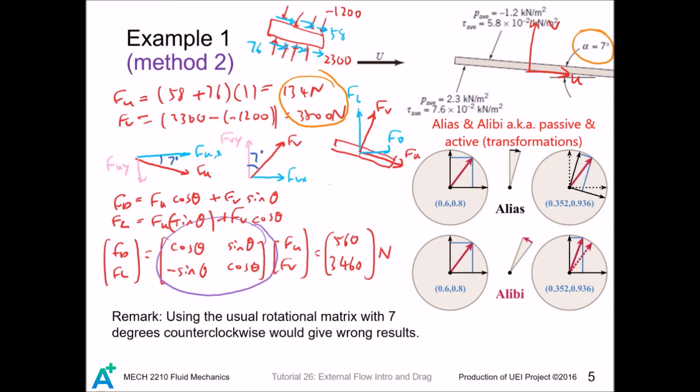This is the inverse of the ordinary rotational matrix. We have to use the inverse. It is because we are not applying rotation on the vector itself. We are just applying a counterclockwise rotation on the basis vectors. This kind of transformation is called the passive transformation.